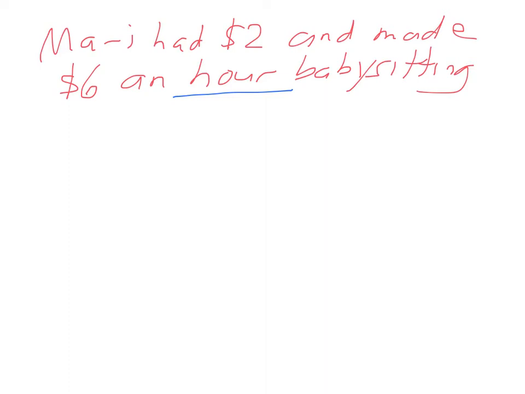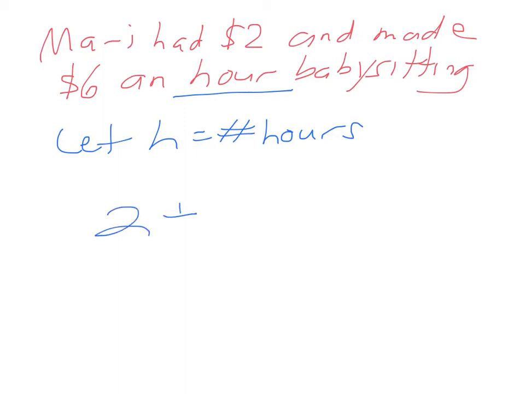So for the expression, I'm going to let H equal the number of hours that she babysat. If she had $2 and made $6 an hour babysitting, she started with 2, and then we add to that 6H, because the number of hours times 6 gives us the amount of money she made babysitting, plus 2 more. Now we'll talk about some others tomorrow, but that's the basics for how you turn words into an expression.